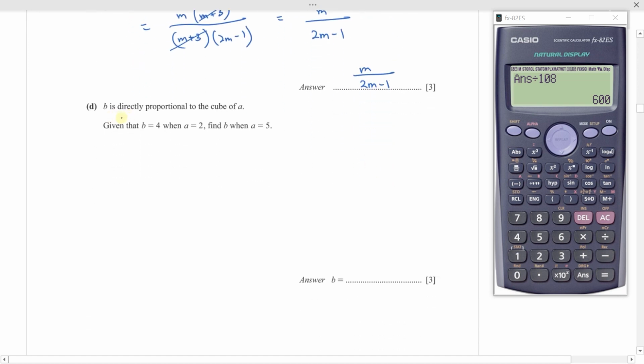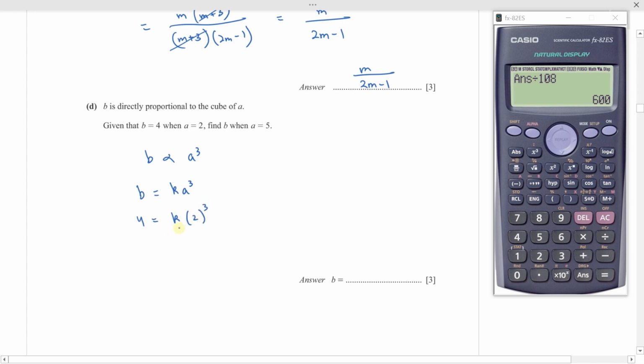Part D is b is directly proportional to the cube of a. So b is directly proportional to a cube. So that means b equals some constant k times a cube. Given that b is equal to 4 when a equals 2. So b is 4 when a is 2.